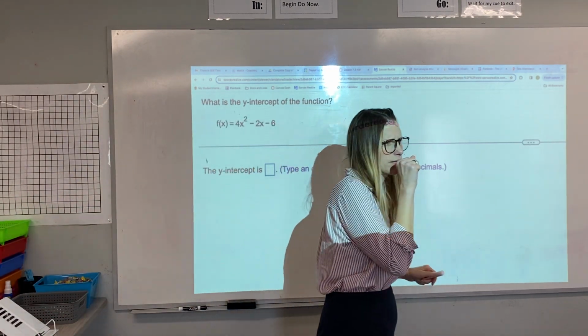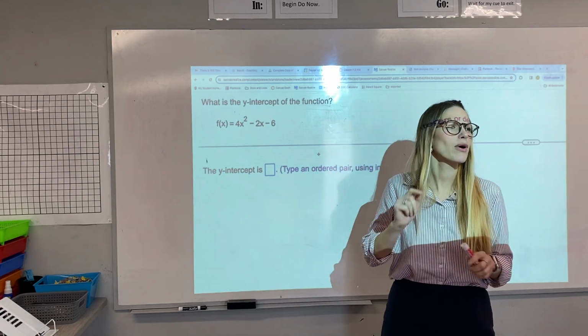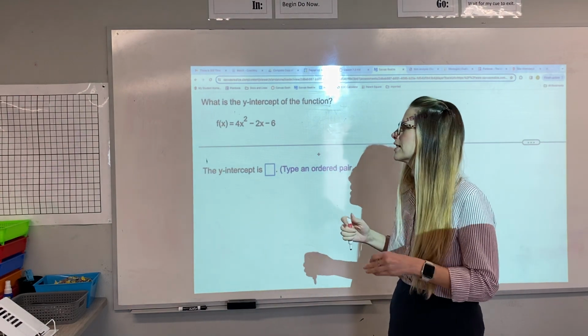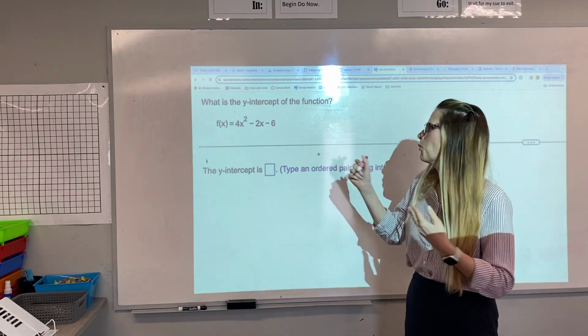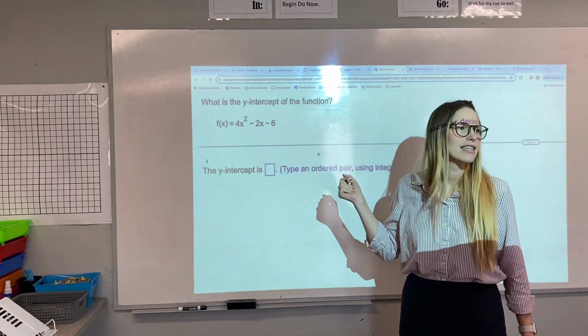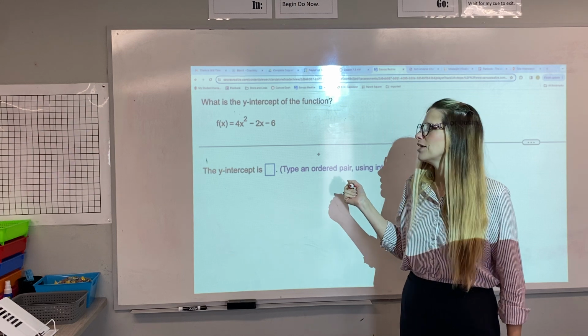The first two questions are the exact same. Are they the y-intercept questions? And then, cha-ching, easiest questions in the whole world. What is the y-intercept of this function? 0, -6.